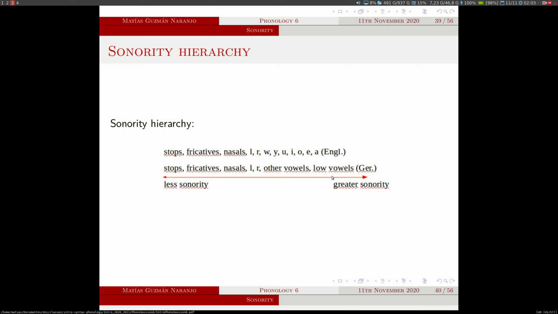So this is the sonority hierarchy for English and German, and you go from the least sonorous, which are stops, because they are the least audible, if you want. Then fricatives and nasals, then liquids, then glides, and then vowels. And German is very similar, but it distinguishes between low vowels and all the other vowels.